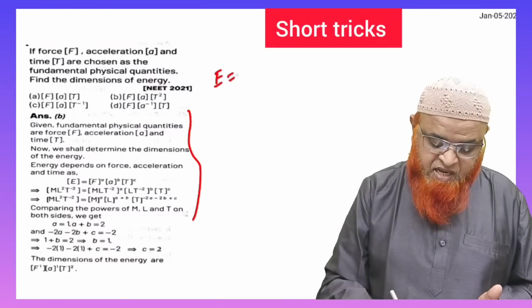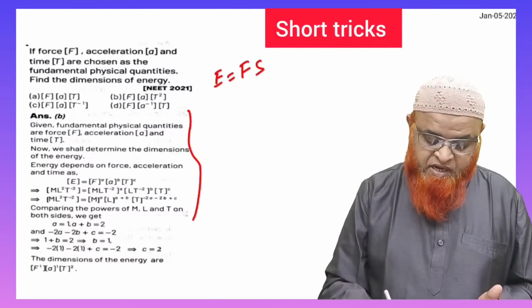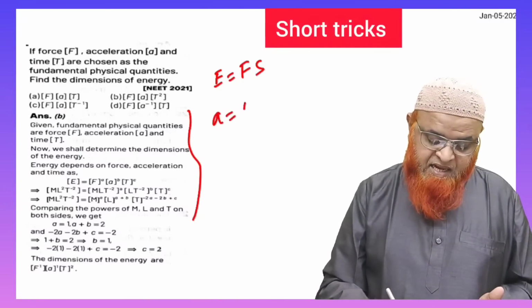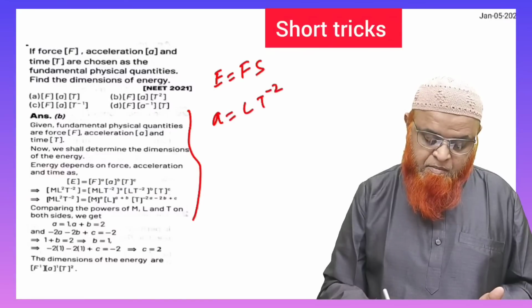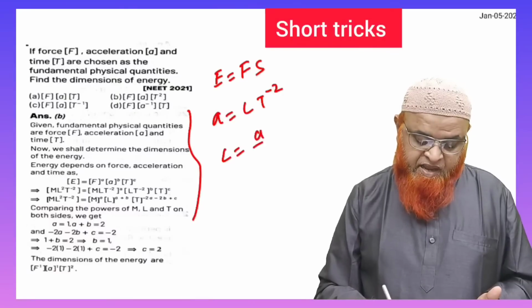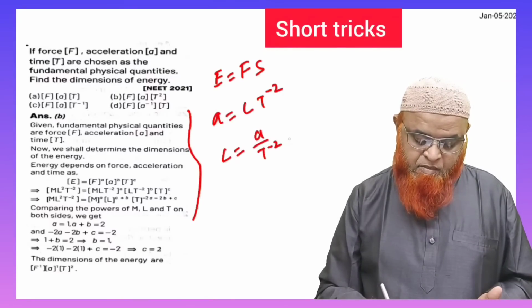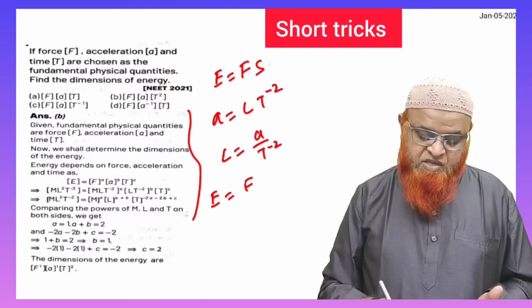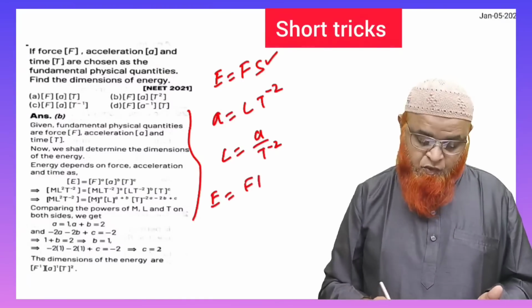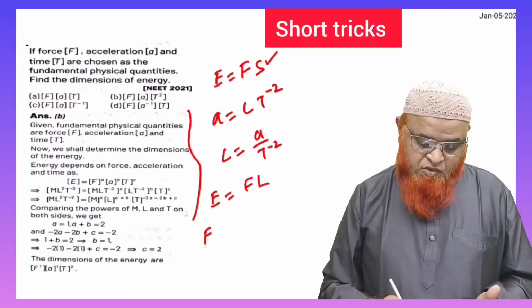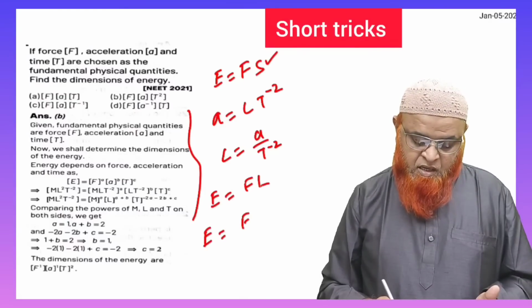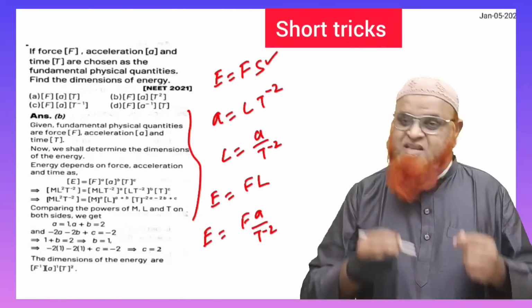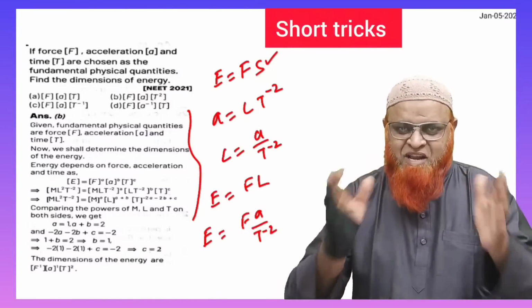So energy can be taken as force into displacement. And you also know that acceleration is nothing but LT power minus 2, so L can be taken as acceleration by T power minus 2. And you all know energy or work done, both are going to be the same. Force into displacement can be taken as force into length here. You just write in terms of length. Length can be taken as acceleration divided by T power minus 2. That's it. Your problem is solved completely.